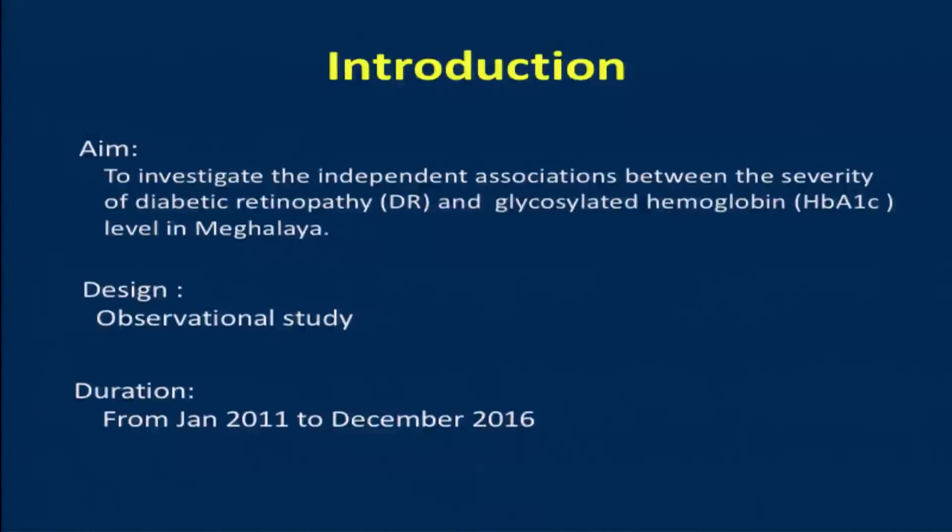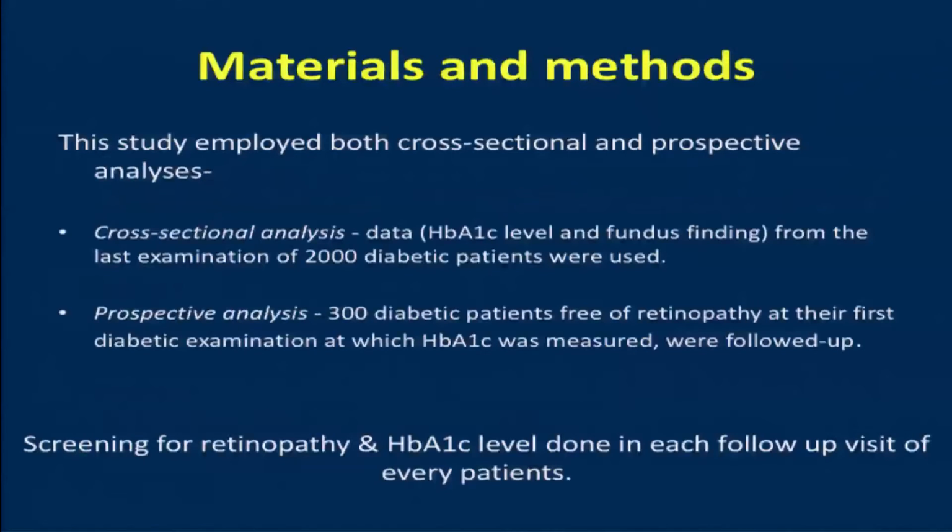It was an observational study done in a 420-bedded multi-specialty mission hospital in Northeast India from January 2011 to December 2016. This study employed both cross-sectional and prospective analysis. In cross-sectional analysis, data from the last examination of 2,000 diabetic patients were used. Data means glycosylated hemoglobin level and fundus finding.